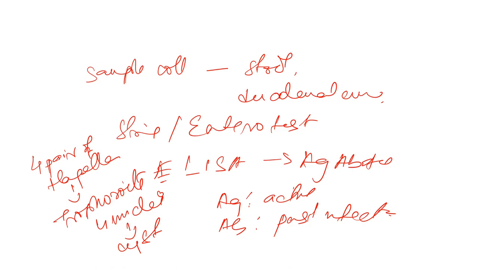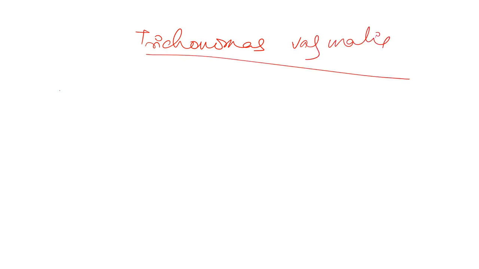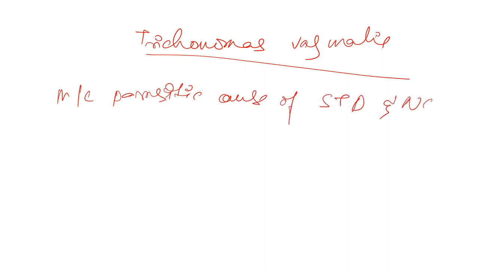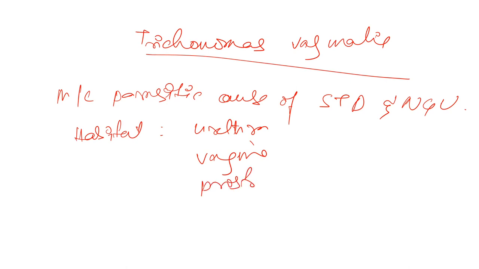Now let's see Trichomonas vaginalis. This is the most common parasitic cause of sexually transmitted disease and non-gonococcal urethritis. So what is the habitat? Where is this found? It is found in urethra, vagina and prostate. So this is basically sexually transmitted.